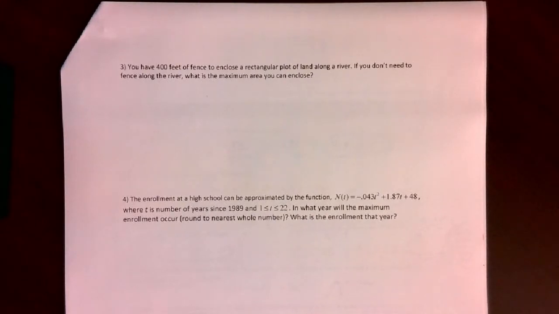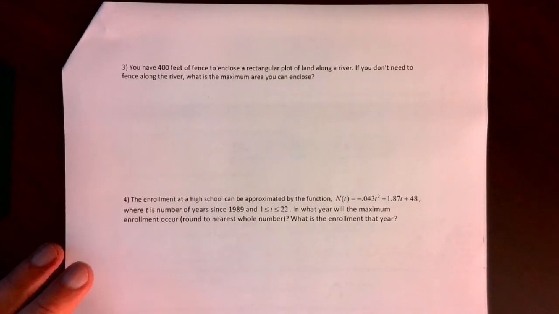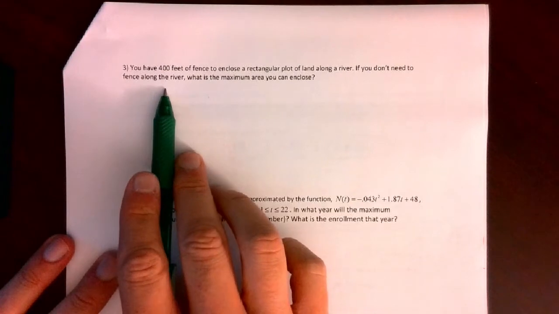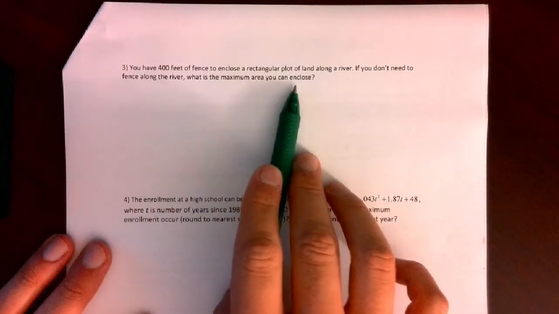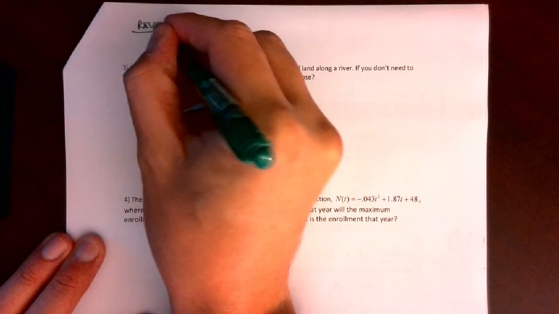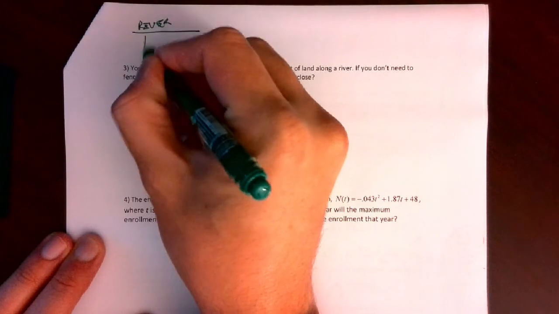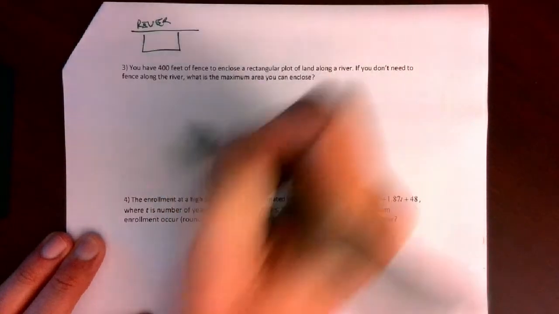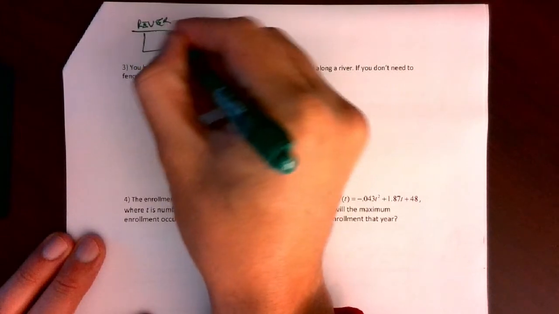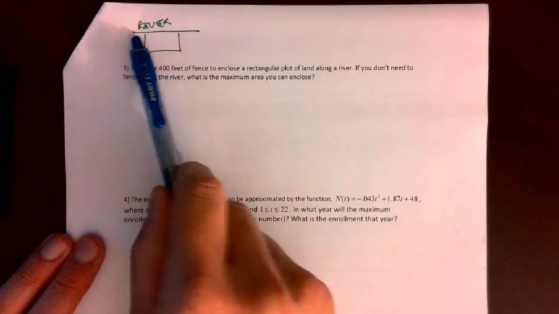So in this example, it says you have 400 feet of fence to enclose a rectangular plot of land along a river. If you don't need to fence along the river, what is the maximum area you can enclose? So what you're really looking at is, here's a river, let's say, and you need to fence in a rectangular plot of land, like that. You don't need any fence on the side where the river is. So you only need fence here, here, and here.